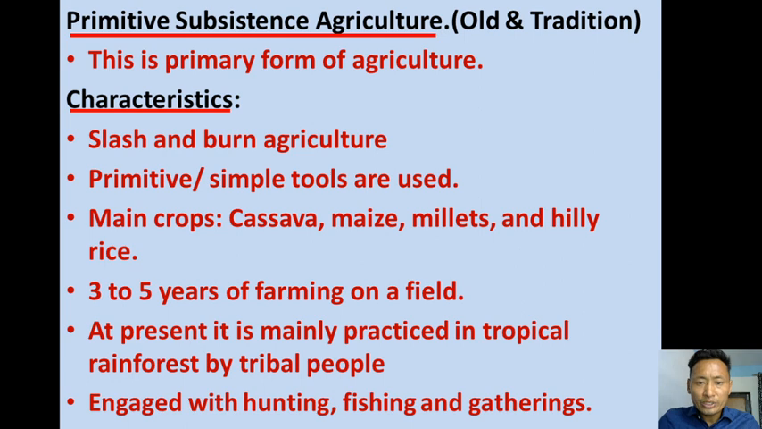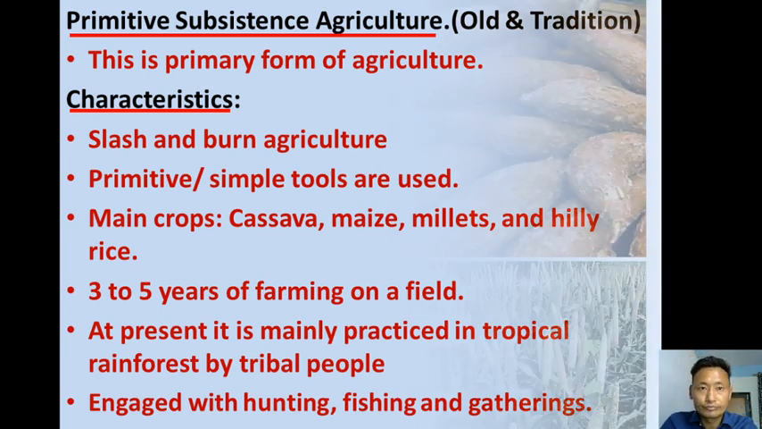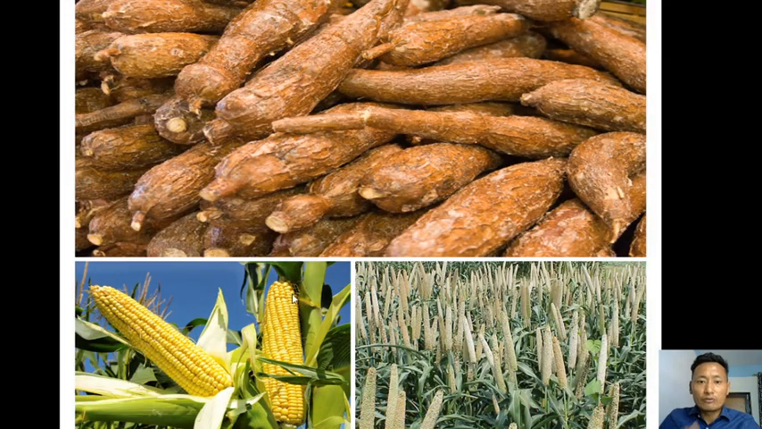So at present only a small number of people are practicing this type of agriculture, in the tropical rainforest regions, mostly tribal communities. Apart from agriculture, they are also engaged in hunting, fishing and gathering. The crops they cultivate are cassava, maize, millet and hill rice. These are the types of crops grown in shifting agriculture, primitive subsistence agriculture, or slash and burn agriculture.